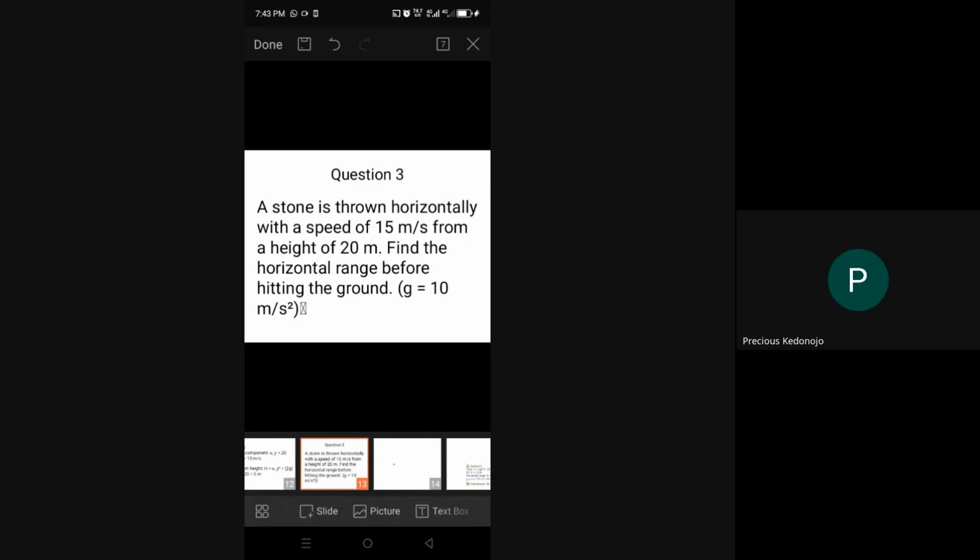There's a little explanation I made while starting this class: for a question like this, horizontal range is the same thing as distance on the ground, like normal motion on the ground. That is what they are asking for. They are actually asking for distance on the ground.